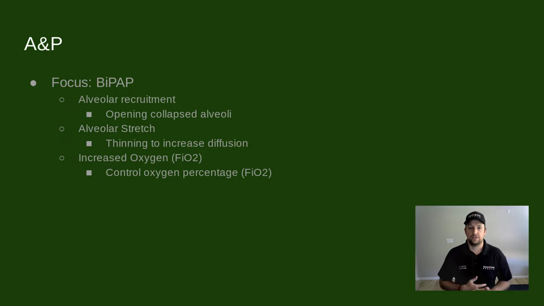Increased oxygen percentage, also known as FiO2 or fraction of inspired oxygen. You control that from room air, 21%, all the way up to 100% with the ventilator. So you're opening alveoli, you're thinning the membrane out or giving the stretch, and increasing the oxygen percentage. This is how BiPAP helps.